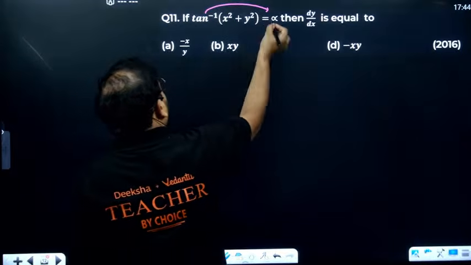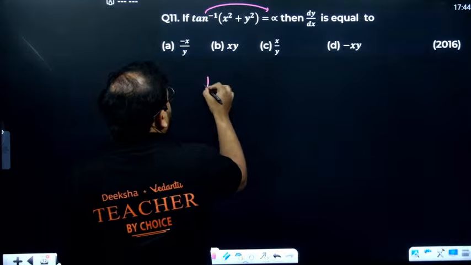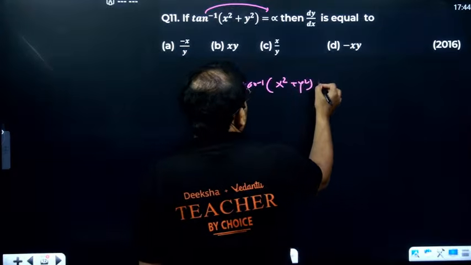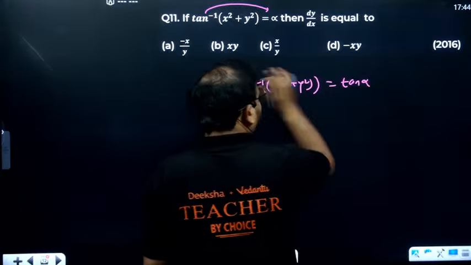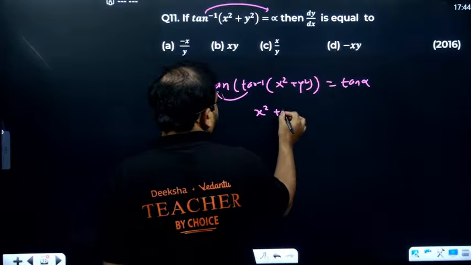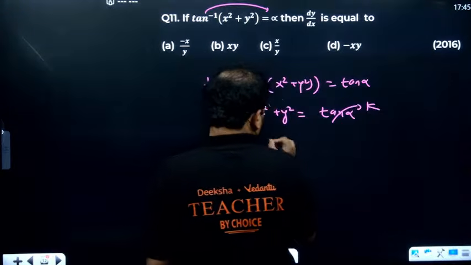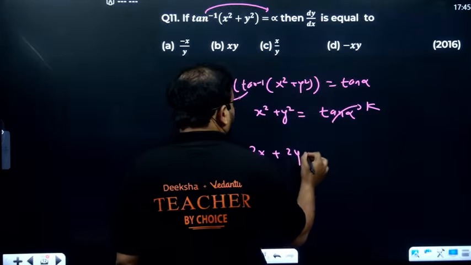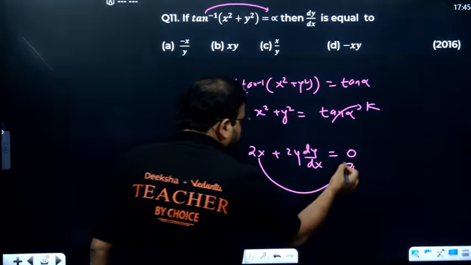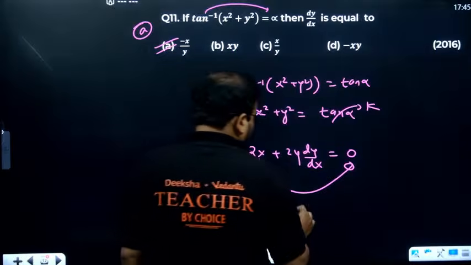Okay, coming back to the problem now. This one, look at this. If I take tan inverse, this will be a very difficult derivative. But if I take tan of tan inverse of (x square + y square) equals tan alpha, I've taken tan throughout the equation. It becomes tan of tan inverse, so that is gone. x square + y square is tan alpha, which will be another constant k, right? Differentiate: 2x + 2y dy by dx equals 0. So my answer is what? Option A.